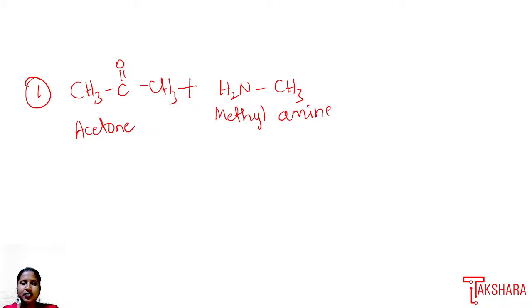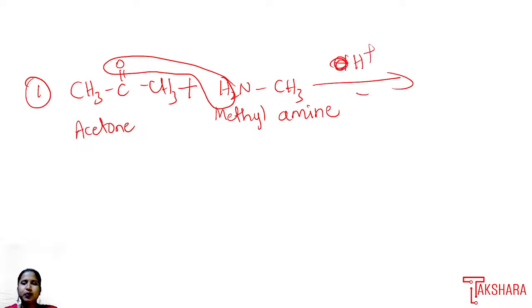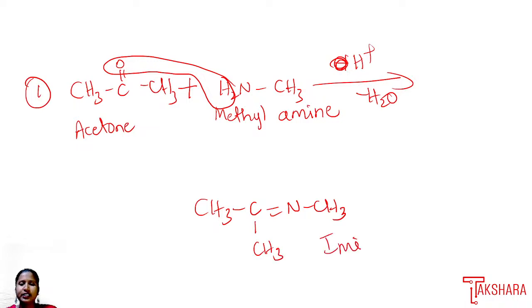Methylamine we consider. So what happens, water is going to be removed. This reaction takes place in the presence of acidic medium, H plus. Water is going to be removed and we will get the product CH3C double bond N CH3. And here one more CH3 group is attached. So this product is called an imine.